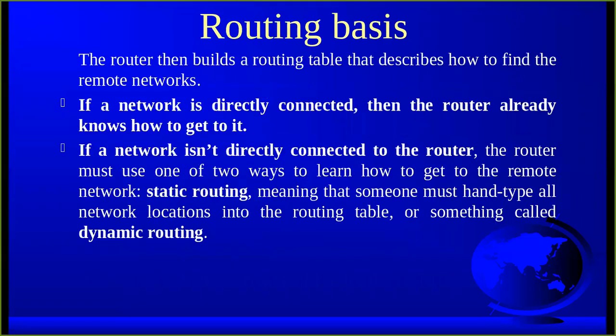All right. Let's look at the routing basics. The router builds the routing table that describes how to find the remote networks. If a network is directly connected, then the router is already aware of that network. You remember last time, if you write the command show ip route on a router and you see a C, it means that network is directly connected. If a network is not directly connected, the router must use one of two ways to learn how to get to the remote network: either statically, which means somebody manually configures the router, or it learns from its neighbors, which we call dynamic routing.